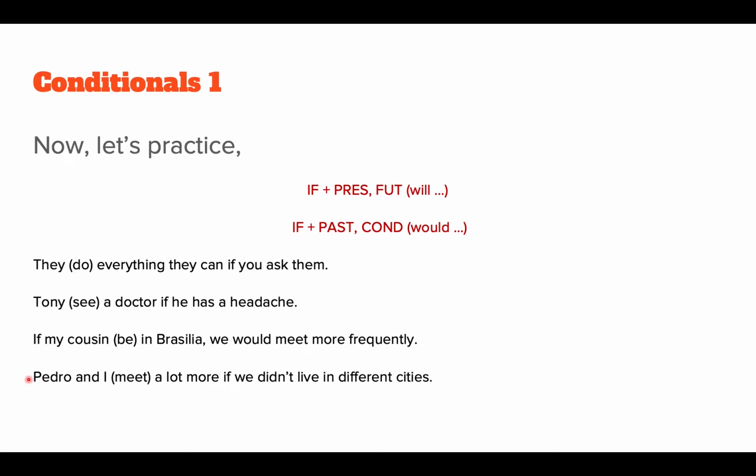If is not at the beginning, if is in the middle, it's here, and after if there is didn't live. Didn't live, you must remember from last class, right? Talking about auxiliary verbs, we saw that didn't is the negative of the simple past. Okay? Past here, if past, you need the conditional. Would, so Pedro and I would meet a lot more if we didn't live in different cities.